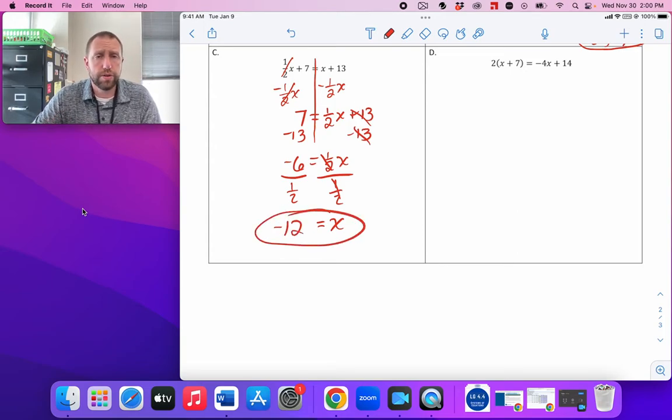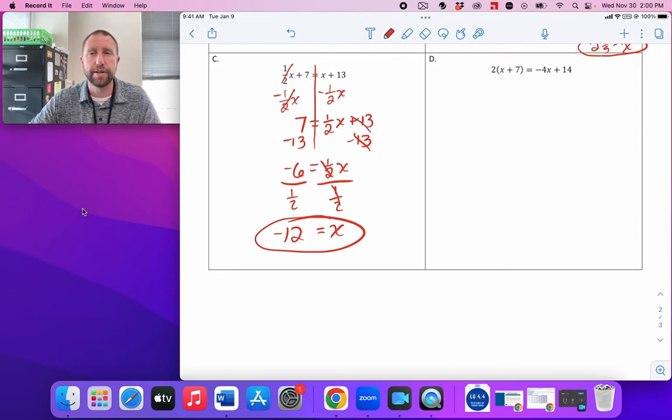Okay, where you started could have been different. Like I said before, you could have started by subtracting 7 from both sides, or subtracting 13 from both sides. You could have started by subtracting x from both sides. But that's where I started. I subtracted 1/2 x from both sides, and this is what I got. You should have gotten the same thing no matter where you started.